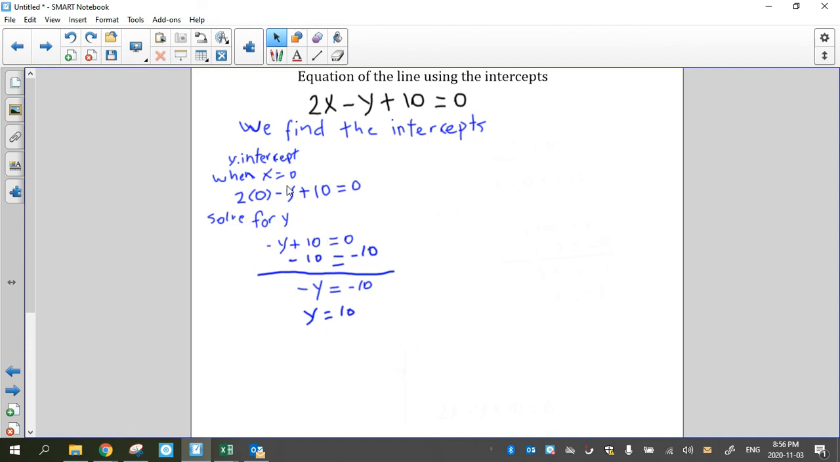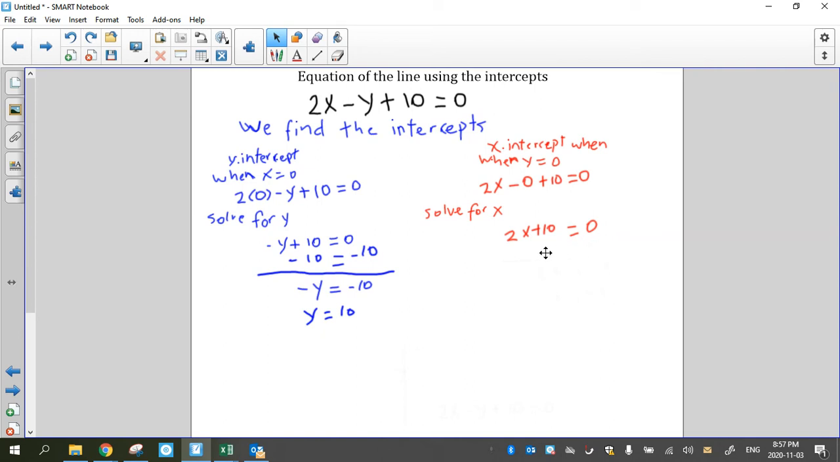Good. Now let's repeat the process, but this time we're going to find the x-intercept. So we know the x-intercept happens when y is 0. So the same idea, I'm going to substitute the y for 0 in my original equation here, 2x minus y, but now y is 0. 2x minus 0 plus 10 equals 0. And then I'm going to solve for x this time. So I'm going to write this equation, get rid of this term because it's 0, and my equation becomes 2x plus 10 equals 0.